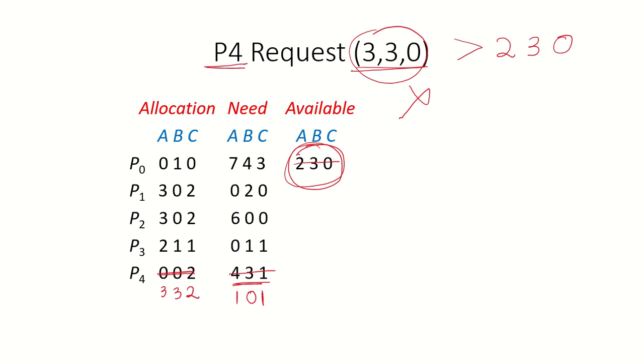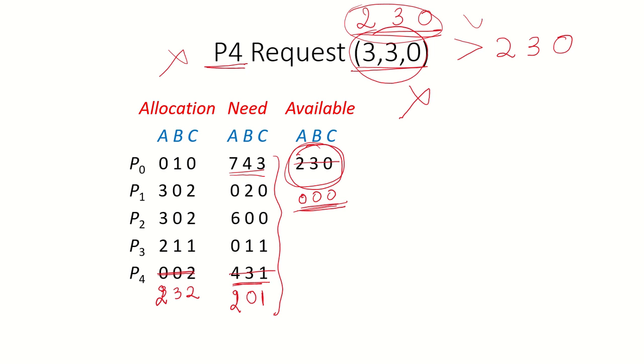However, suppose P4 had requested 230. Then the allocation would become 2, 3 and 2, the need would become 2, 0 and 1, and the available vector would be 0, 0, 0, because we subtract the request from the available. Now can we find any I for which the need is less than the available? No, we cannot find any such I. So this request of P4, 230, also cannot be granted.